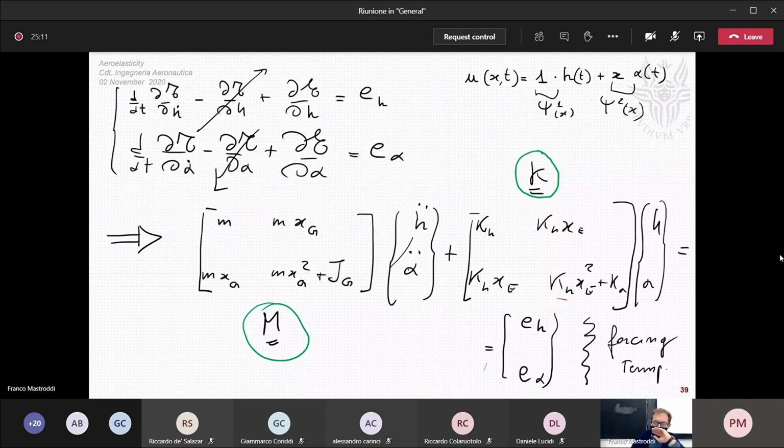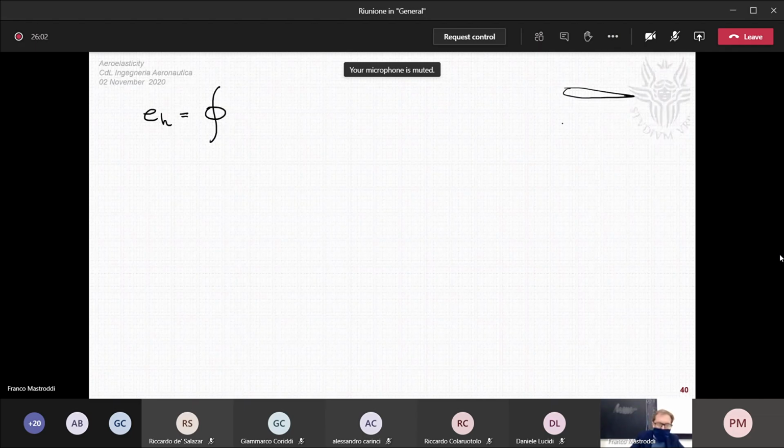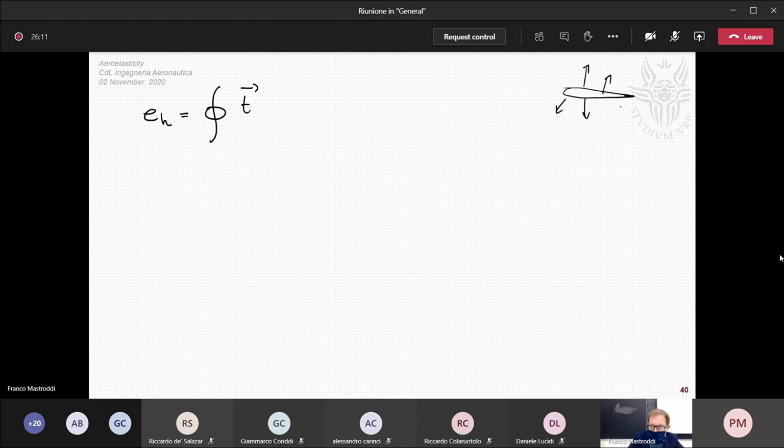And therefore, for your airfoil, if you have a surface load per unit surface like T, just surrounding your airfoil, and this is the physical load you have, your generalized force are such that the Eh, by definition, is equal to a surface integral, but the surface integral is now a circuit integral around the airfoil of your generalized force, this vector, which is the pressure distribution vector, projected on your shape function.